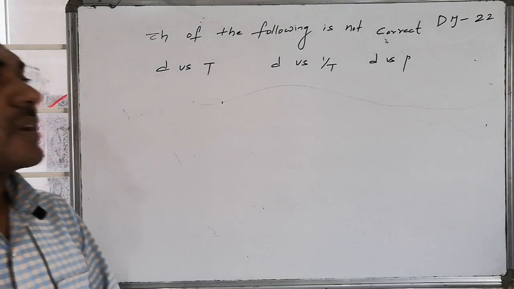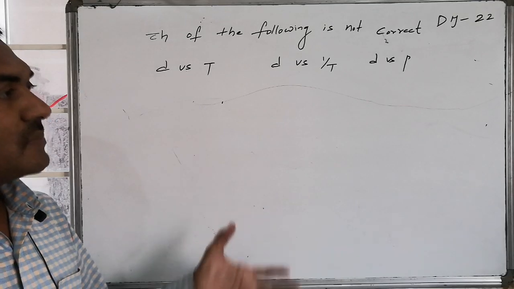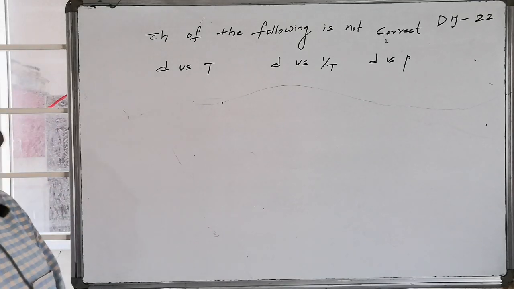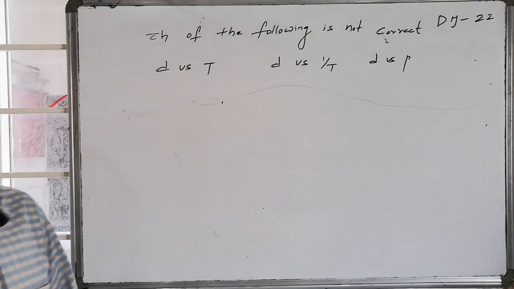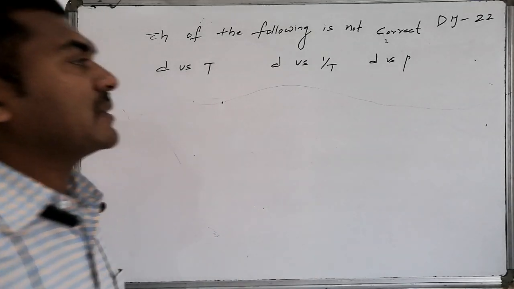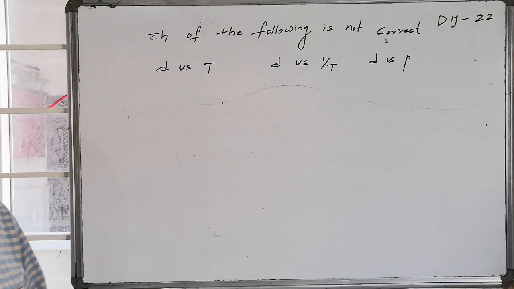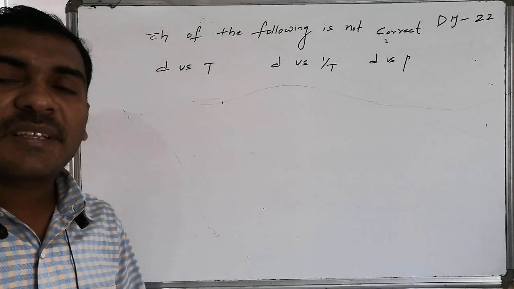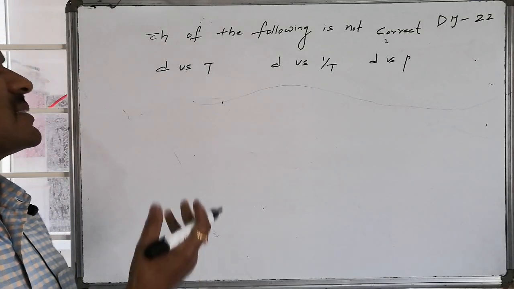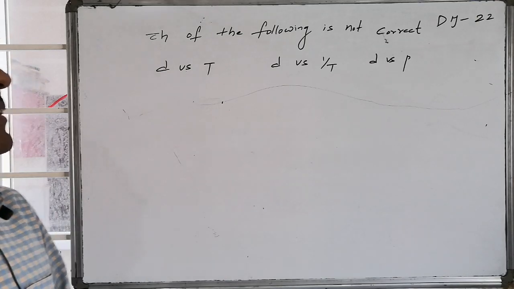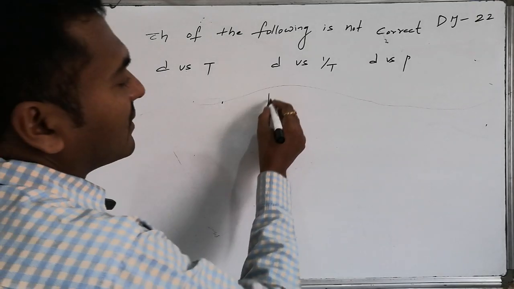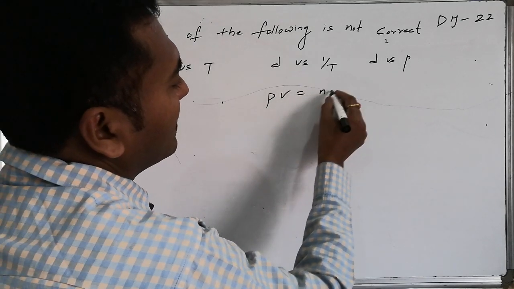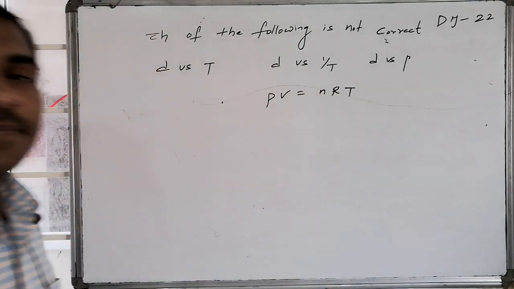Which of the following is not correct? This is a graph related question, where graphs are recorded with respect to density versus temperature, density versus 1 by temperature, and density versus pressure. If we establish the relations between density versus temperature, density versus 1 by temperature, and density versus pressure, all these are derivatives of PV is equal to nRT.